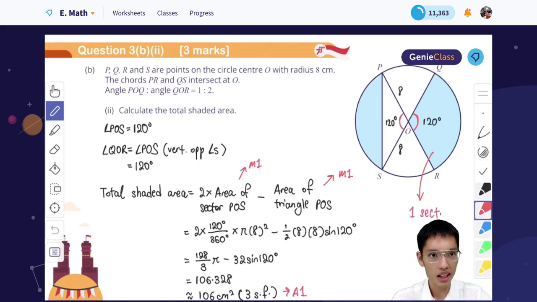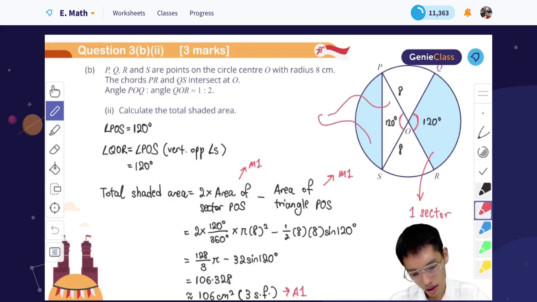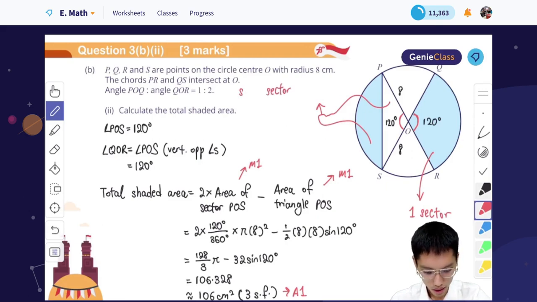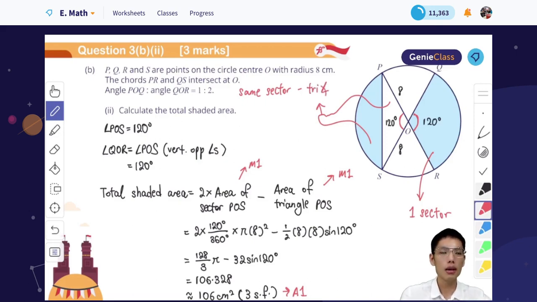Okay, it's right on top of my head, luckily. Okay, one sector over here. And in this case, this is a section where you have the sector, same sector, minus the triangle. Okay, so I'll leave it up to here to answer any queries that can come out.